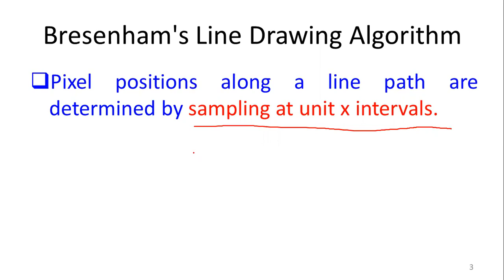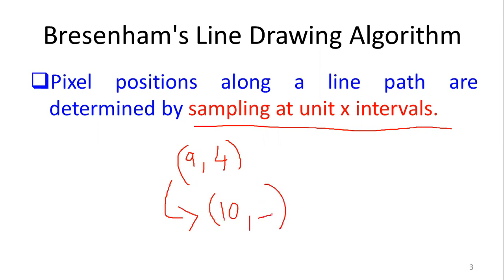For example, imagine that you are plotting a pixel having coordinates 9, 4. Then, what will be the coordinates of the next pixel to be plotted? It will be 10, something. My point is this: the X coordinate you can predict, because the X coordinate will always increment by 1 during each step. I'll give another example.